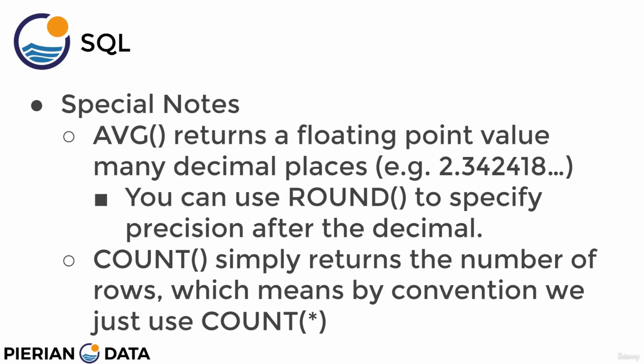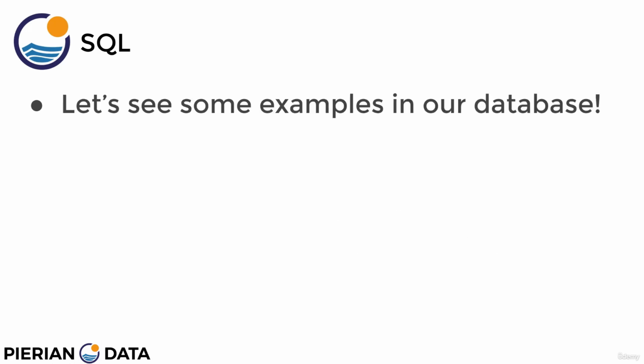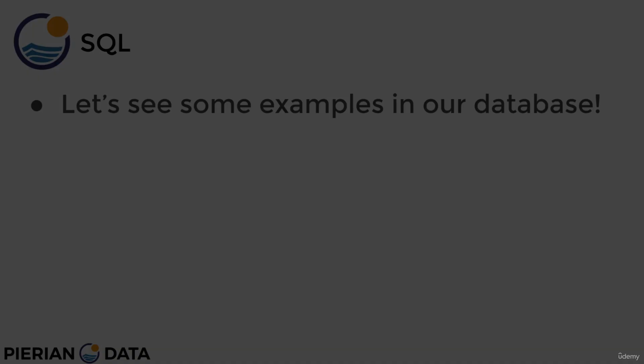And keep in mind that count simply returns the number of rows, which means by convention we could just use count asterisk in order to see the number of rows. We can either pass in a specific column or just an asterisk since it's essentially the same thing. But we've already discussed that before. Let's go ahead and see some examples of aggregate functions in our own database. I'm going to head over to pgadmin now.